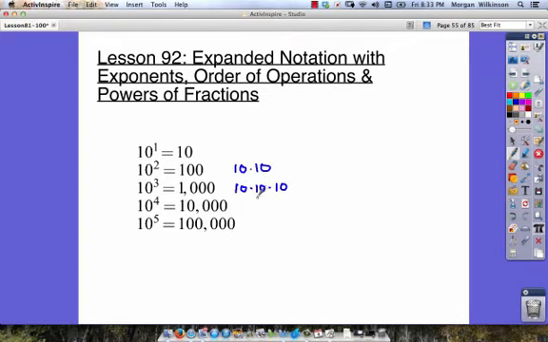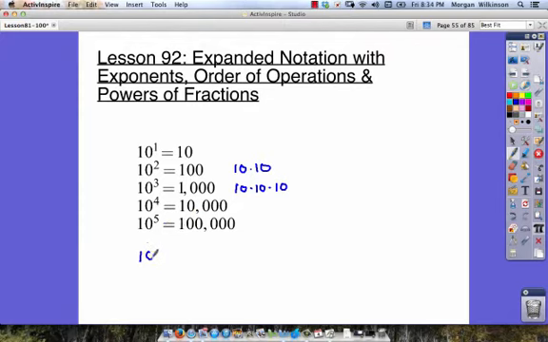Working with powers of 10 is nice because the number of zeros that you're multiplying here, 1, 2, 3 zeros, tells you how many zeros there will be when we expand our number out and what our power will be. So 10 to the fourth is 10,000. 10 to the fifth is 100,000.